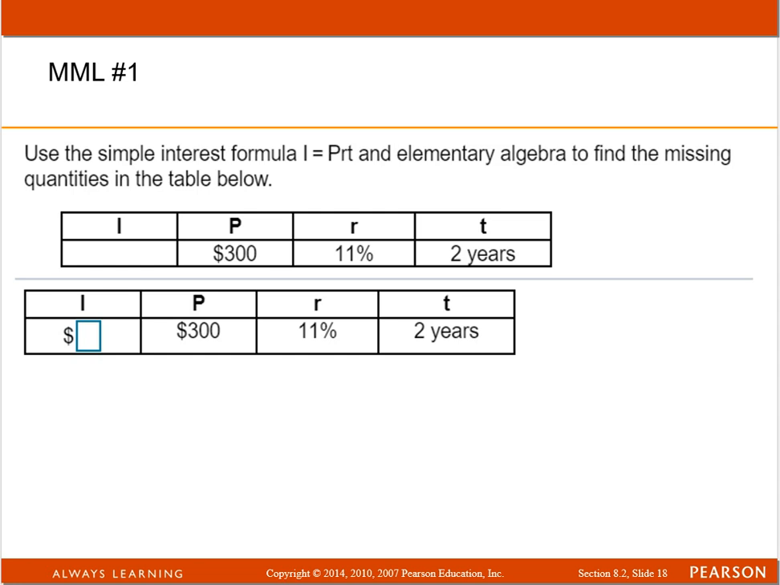All right, let's use the simple interest formula right here, I equals PRT, and some elementary algebra to find the missing quantities in the table. So we're using I equals PRT. And in this table, they have told me what P is.